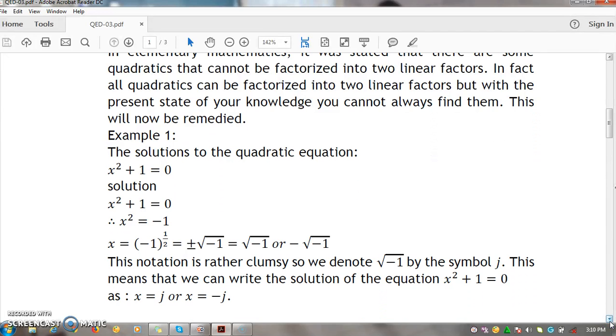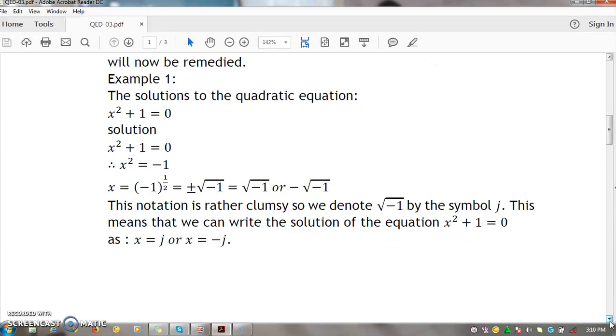We have x squared plus 1 equals 0. By the time you subtract 1 from both sides, we'll have x squared equals -1. And when we now take the square root of both sides, you have x equals (-1) to the power 1 over 2, which is something like saying plus or minus the square root of -1, which is either the square root of -1 or minus the square root of -1. This is kind of clumsy, so we denote the square root of -1 by the symbol j. That simply means j is equal to the square root of -1.